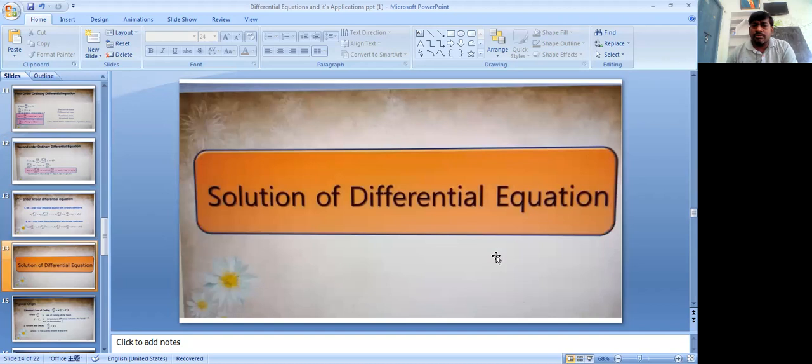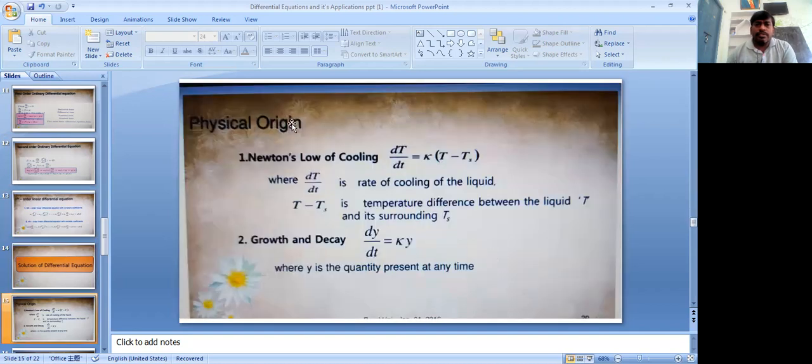Next topic is the solution of differential equations, with physical origin. One application is Newton's law of cooling. Newton's law of cooling says the rate of change of temperature of a body is proportional to the difference between the temperature of the body and the surrounding medium. Surrounding medium usually means room temperature or air temperature.